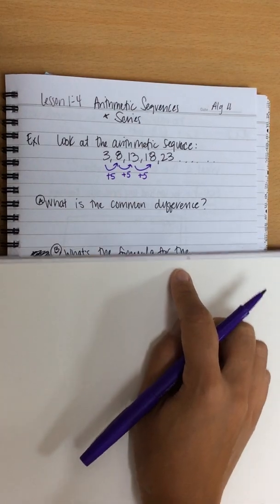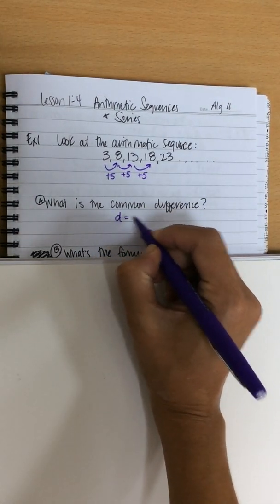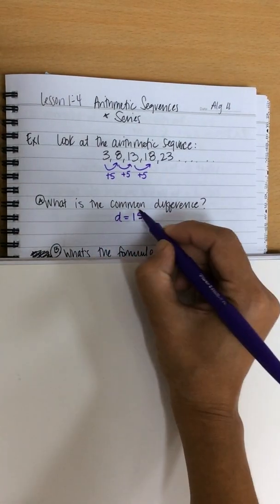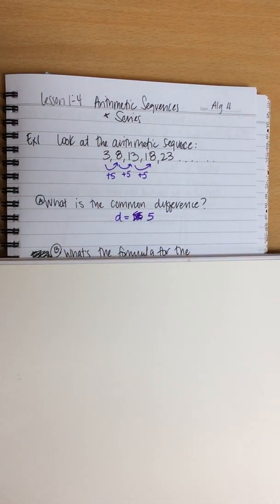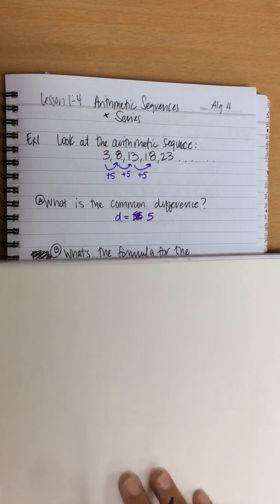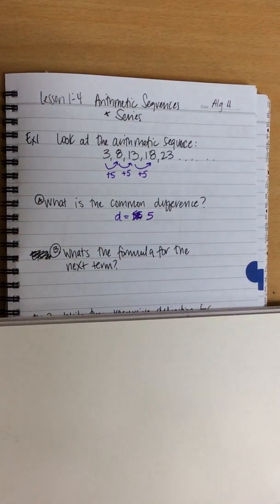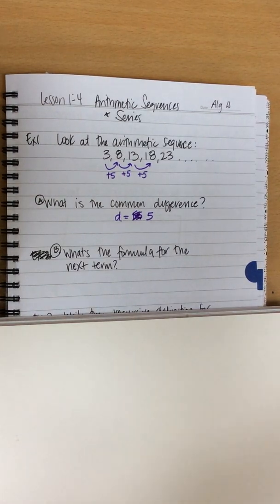So the common difference here is just 5, right? Each time we're adding 5, the common difference is 5. Okay, that part's not too hard. Okay, now we need the formula for the next term. So that we know that the next term is just going to be adding 5, right?